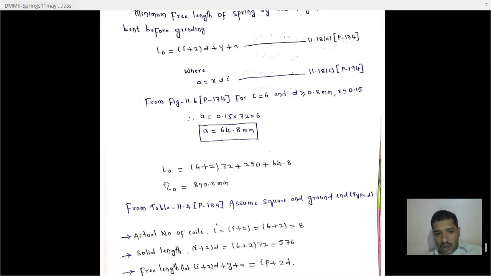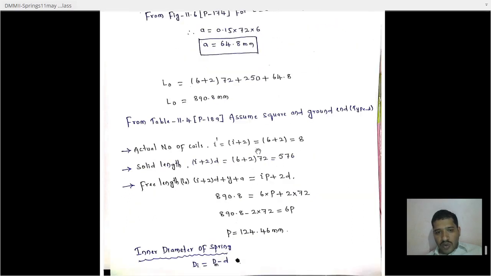The free length L0 is equal to I, the number of turns, how much? 6, plus 2 into D, how much? 72, plus this Y, how much? 250, plus A, the clearance, how much? 64.8. If you add all these values, then you will get the free length 890.8 mm. After that, we need to assume table 11.4, page number 189.